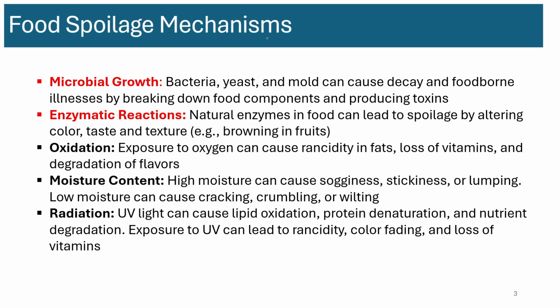Then there are other chemical reactions that can happen in food due to enzymes. These are called enzymatic reactions. They can also lead to spoilage by altering color, taste, and texture. An example is browning that you see in bananas. Okay, that's due to an enzyme called PPO, polyphenol oxidase.